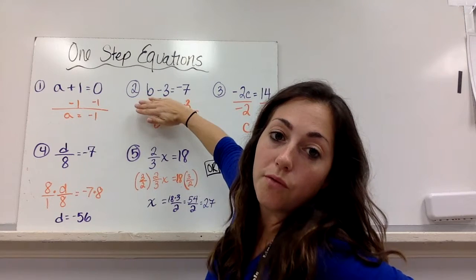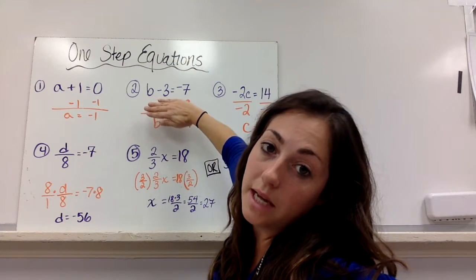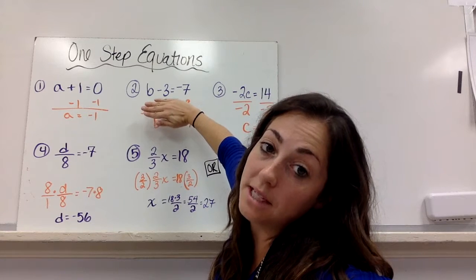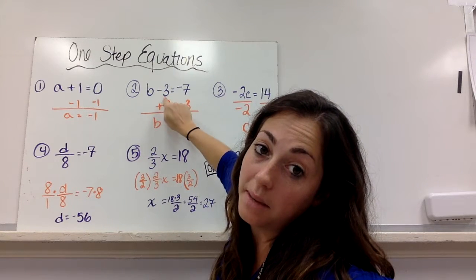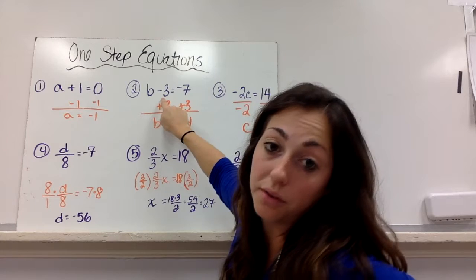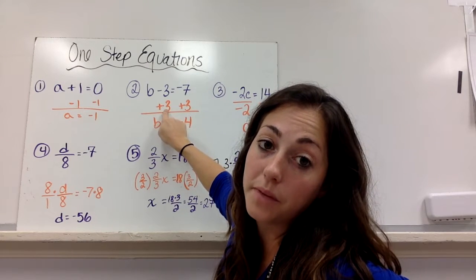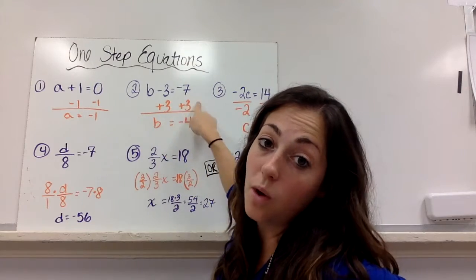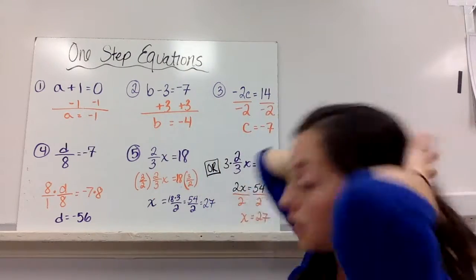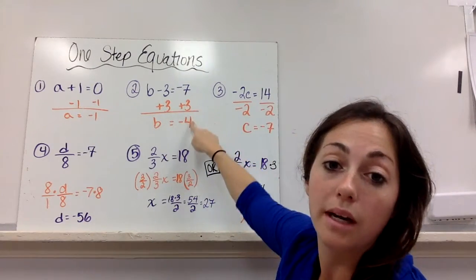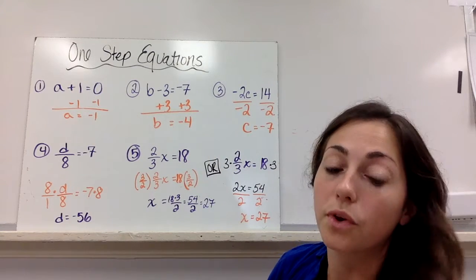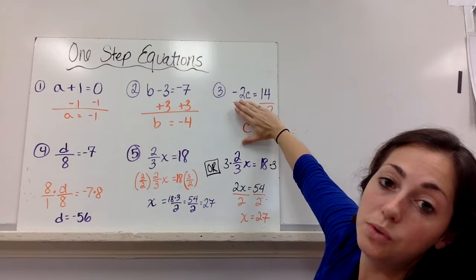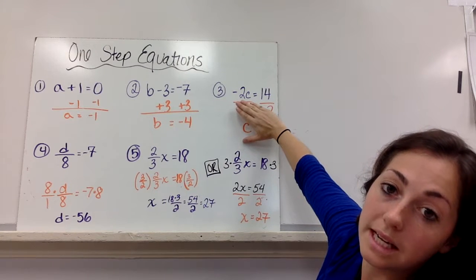So, for number 2, b minus 3 equals negative 7. Undo it. Well, what's happening to the variable? It's being subtracted by 3. So the opposite of subtract 3 is add 3. b minus 3 plus 3 leaves me with b. I have to also do it to the right side of the equal sign, and negative 7 plus 3 is negative 4. Cool? So now here, I have negative 2c equals 14.